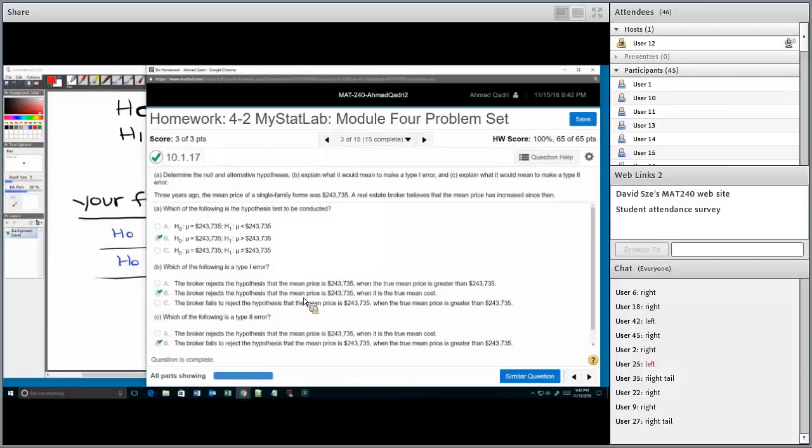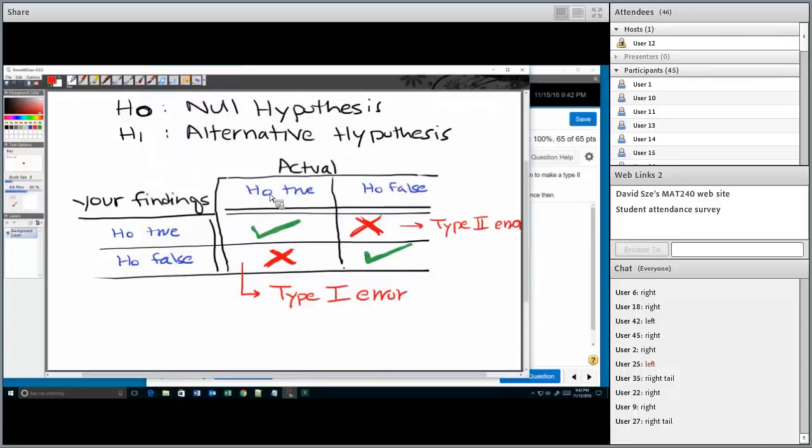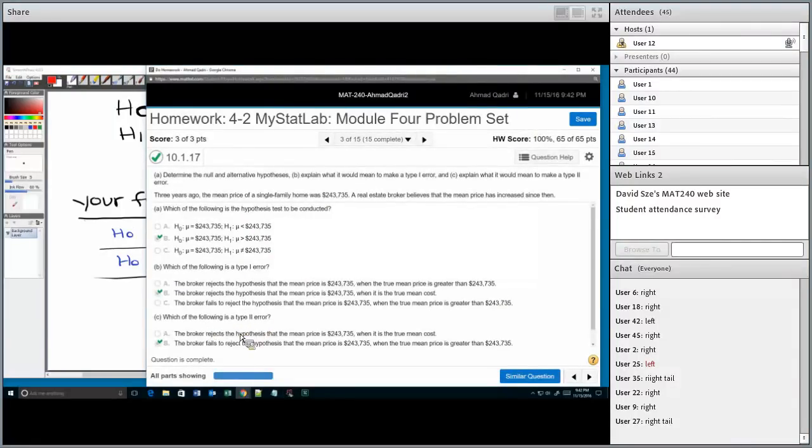So the broker rejects the hypothesis that the mean is 240,000 when it is in fact the true mean cost. If the mean is 240,000 and the broker rejects that it's 240,000 in favor of the alternative hypothesis that it should be more than 240,000, that's an error, and that's a type 1 error. Okay. So again, just make sure you remember that type 1 error is when actually the null hypothesis is true, but your analysis says that you have to reject the null hypothesis.